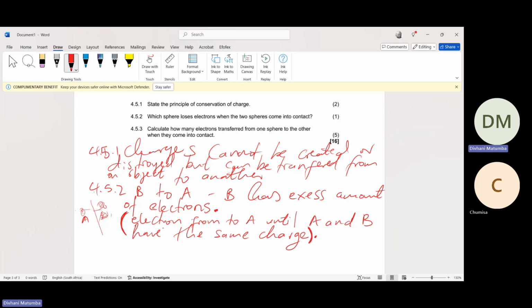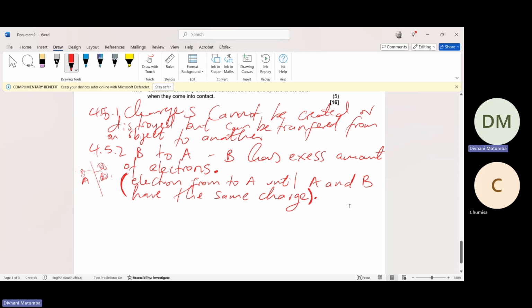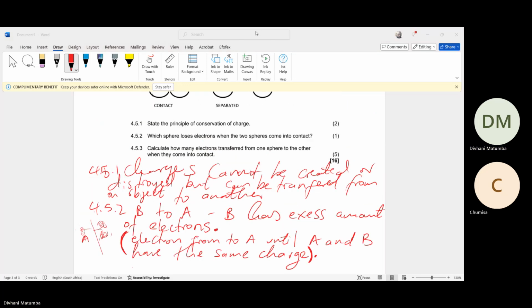So that's what happens after the flow of electrons from B to A. There will become a point whereby they will both have the same charge. From there, they are then separated. And that happens always. It's a process that you must put in your mind. That's what happens when we're dealing with electrostatic forces. It's two charges that are brought together, and in the process, there's a flow of electrons until both spheres have the same charge. Then they are separated.